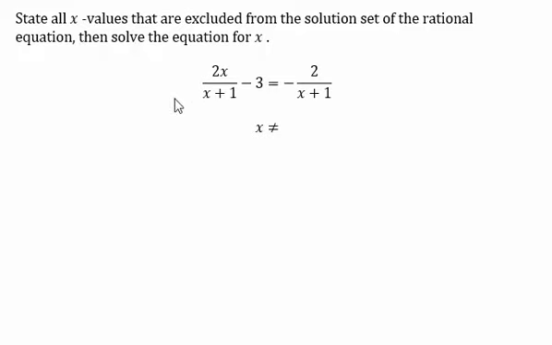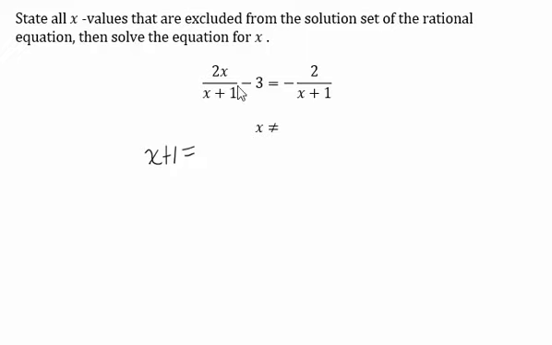So we want to solve this rational equation for x, but first determine any values of x that are excluded from the solution set. And to do that, we look at the denominator of the fractions. And if they involve x, then there's a value of x that would make the denominator 0, which would lead to division by 0 or an undefined value of the expression.